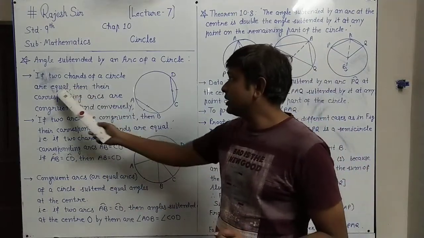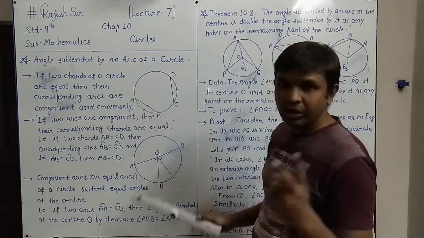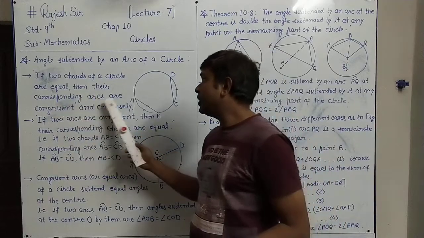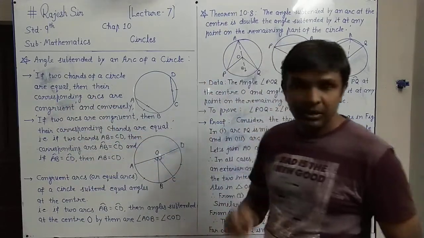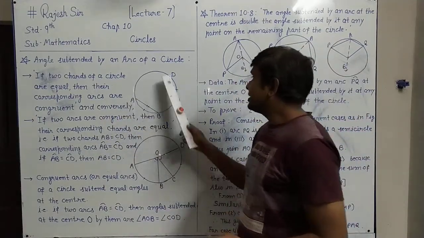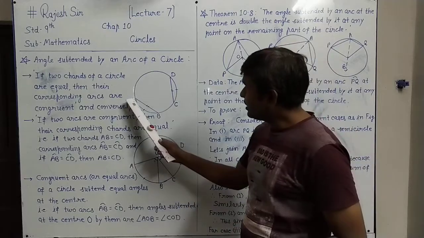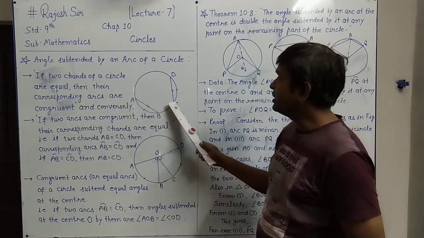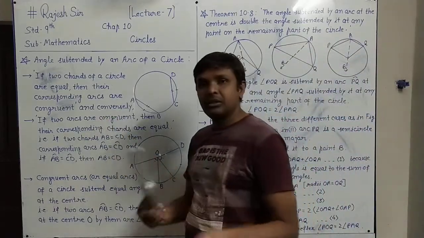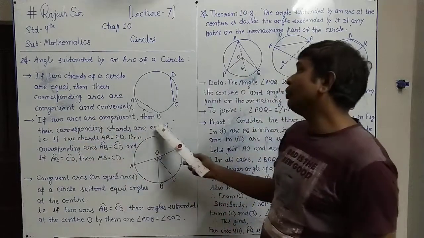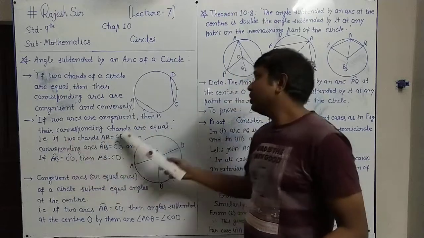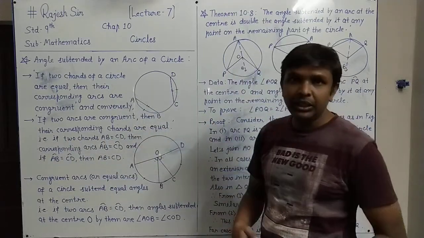If two chords of a circle are equal, like here AB and CD, two chords we have shown in the figure, then the corresponding arcs are congruent. That means if the chords AB and CD are equal, we have to see AB as the arc and CD as the arc, and those arcs will also be congruent. And conversely, if two arcs AB and CD are congruent or equal, then their corresponding chords AB and CD are also equal.